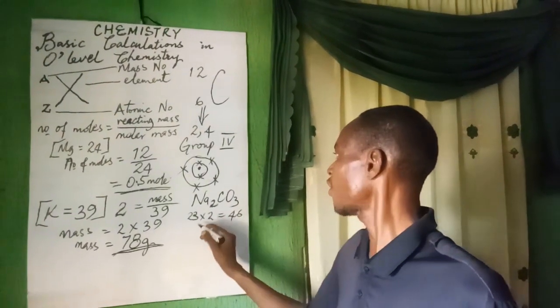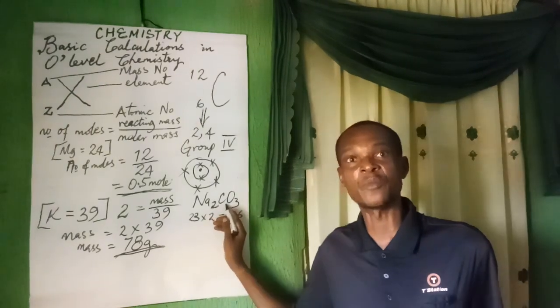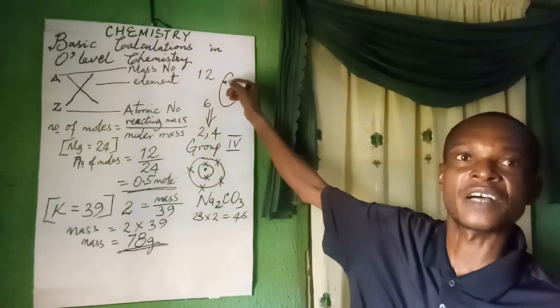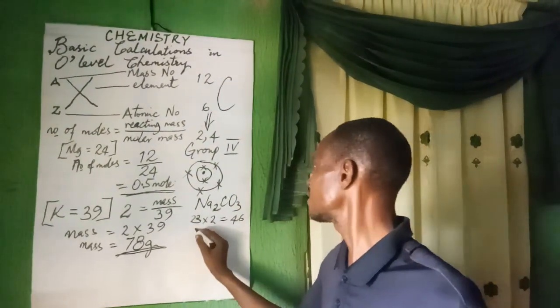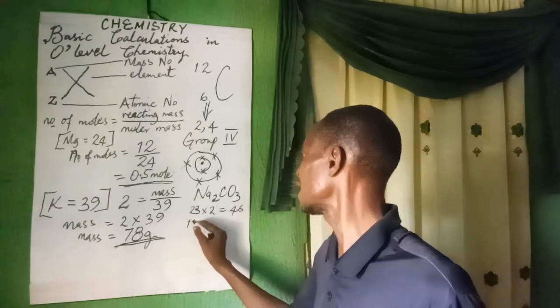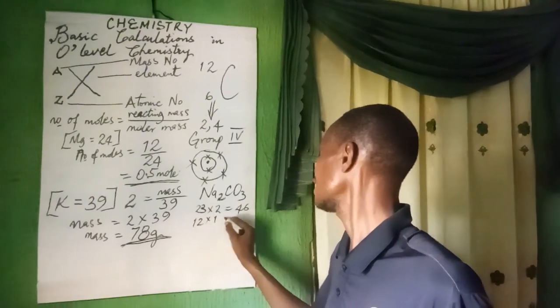46. For carbon, we only have 1 atom of carbon, and carbon is 12, as you have it up here. We'll say 12 times 1, and that gives us 12.